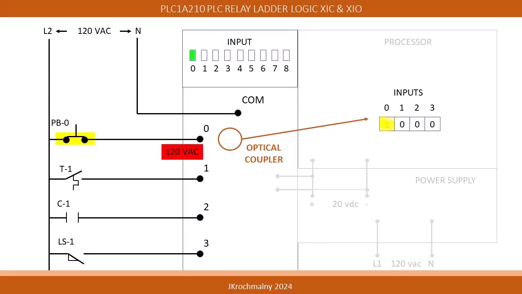The examine if closed, or XIC, instructions will allow the PLC processor to look at the input module's terminal for voltage. In this example, we see that after examining for closure and registering 120 volts AC on input module screw terminal 0, the processor understands this to be true, that after examination there is voltage on that terminal. The related processor memory places a 1 in its data register.